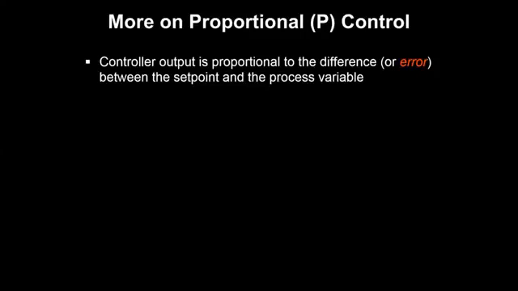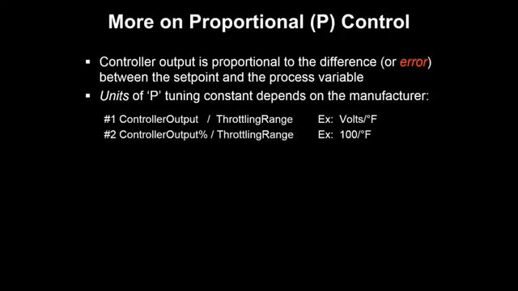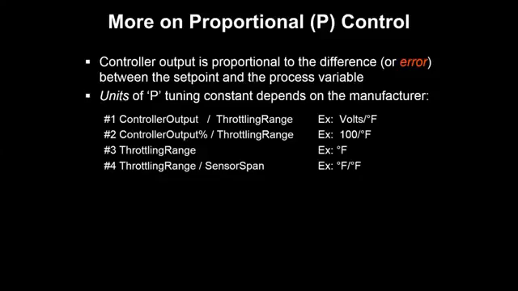So more on proportional control. This proportional or P control is, remember, proportional to the error involved between the set point and the process variable. The units can be a little bit tricky because different manufacturers might use different units when you're changing the setting or the factor associated with this P. So one example might be the controller output, so whatever electrical signal is being sent out, say 0 to 10 volts, over the throttling range, or what the input or the sensor data that's being delivered to that controller is. You could look at that controller output in terms of percentage, you could look at just the throttling range, or you could look at the throttling range in something called sensor span.